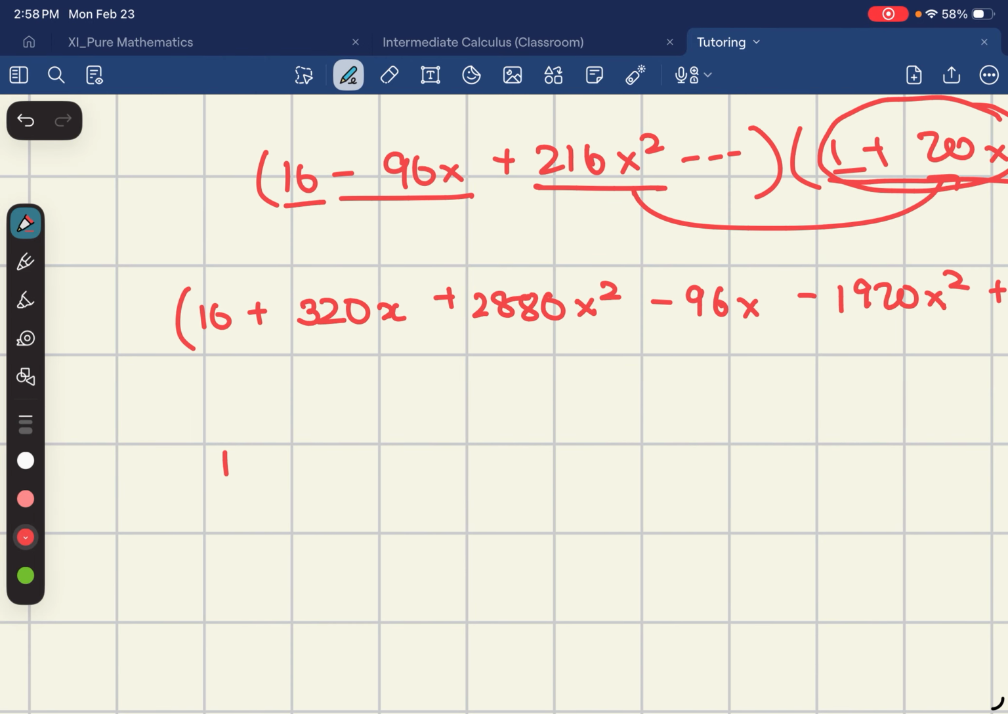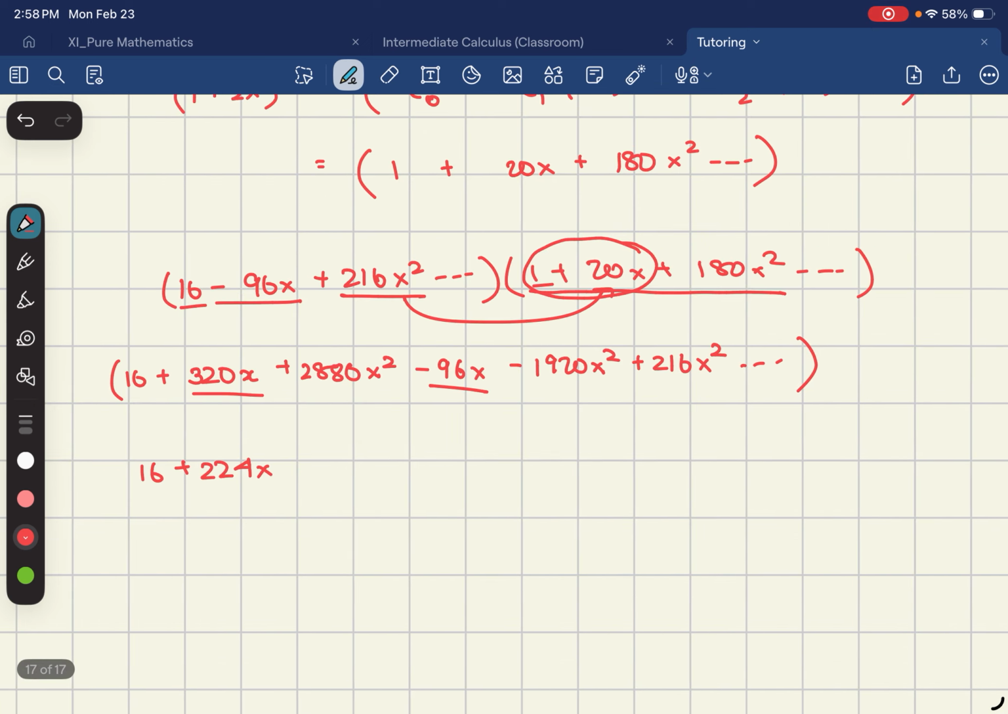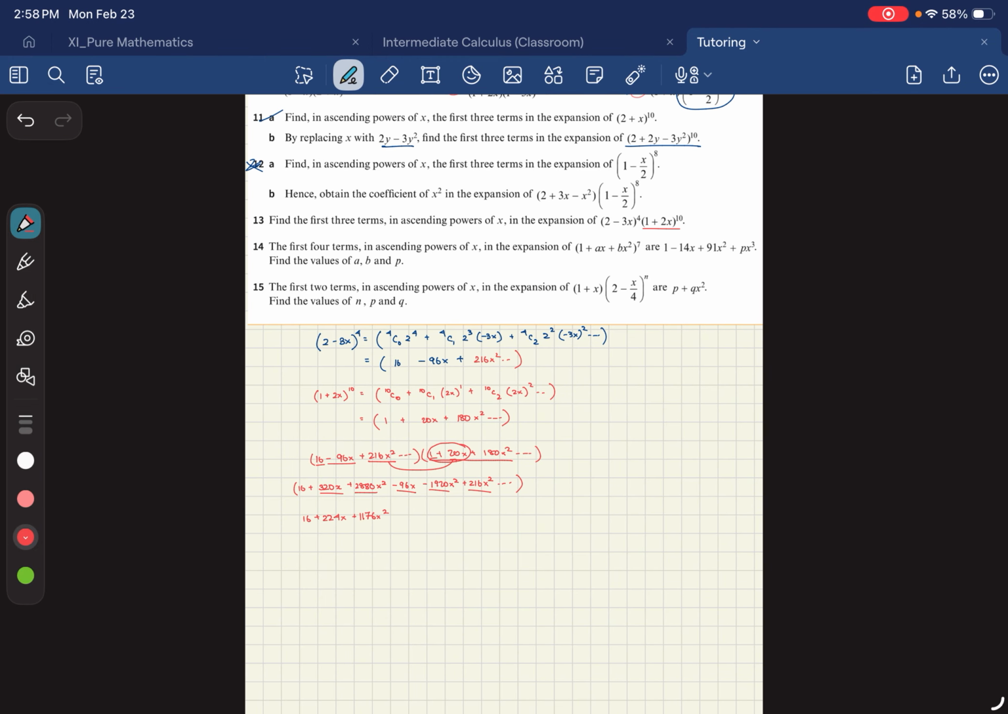So I get 16, 320x minus 96x. 320x minus 96x is plus 224x. And these three terms simplifying, 2880 minus 1920 plus 216, gives me 1176x squared. So that is the answer for 13.